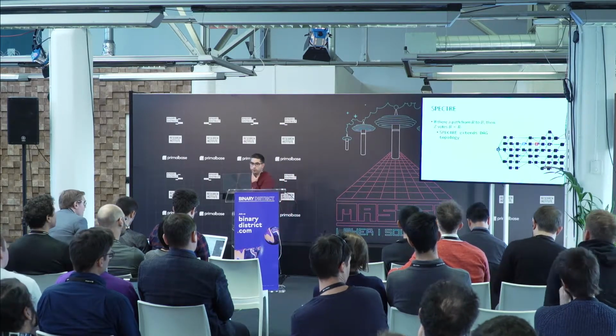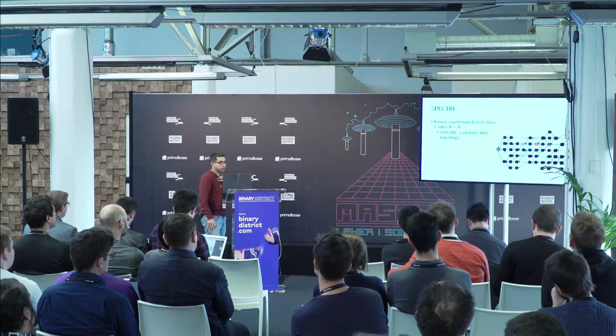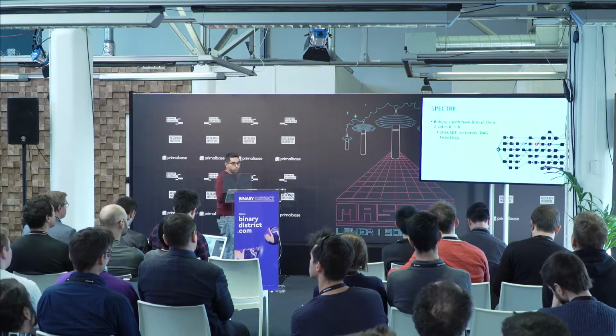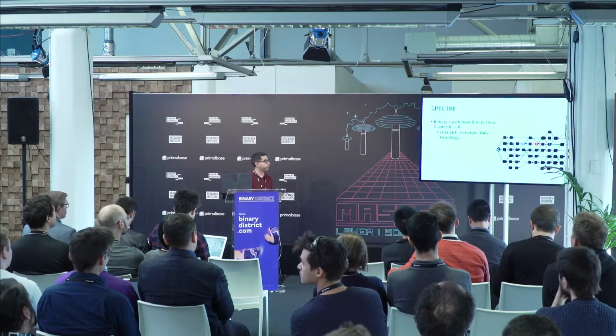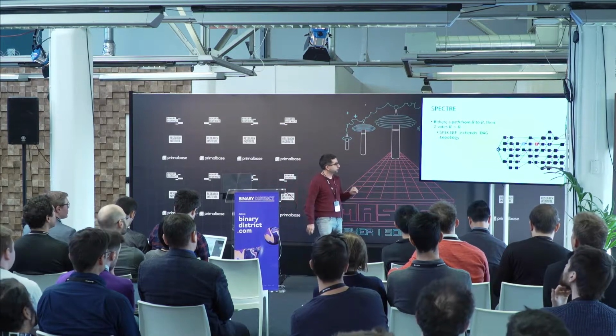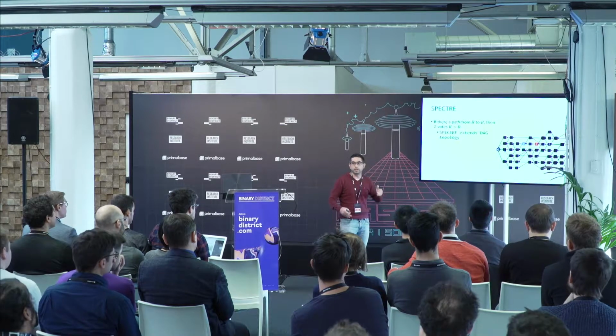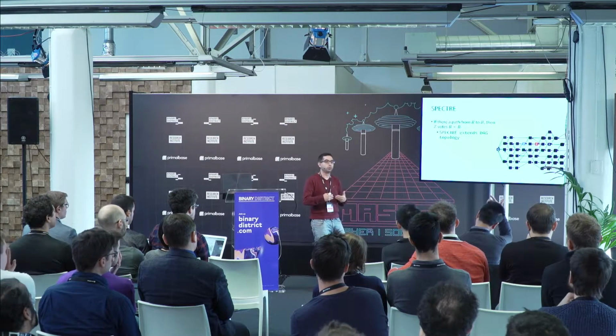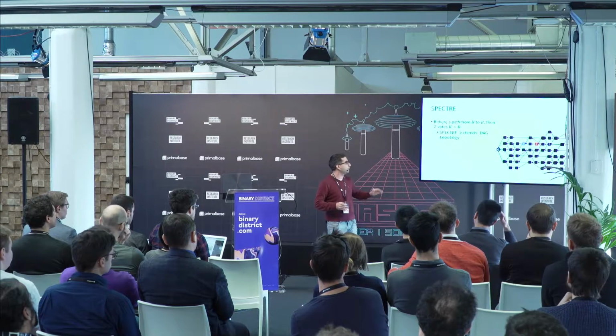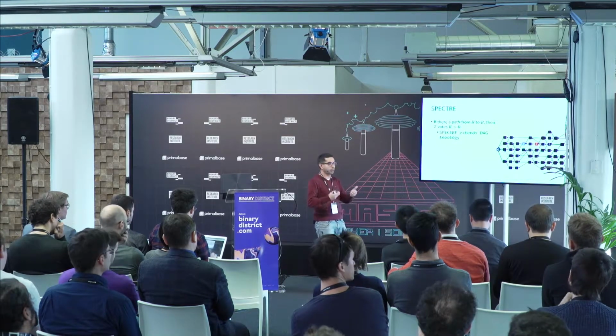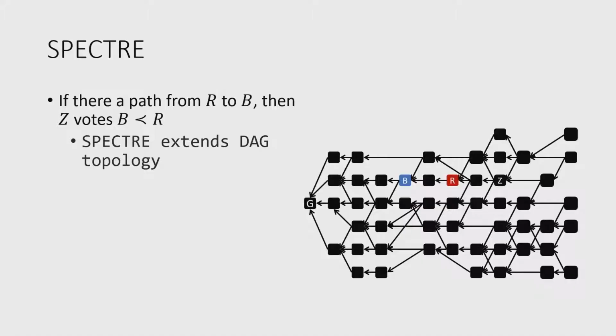So we have a few rules of thumb in Spectre. First of all, we want to keep topological order. So if we have block Z that sees there is a path in the DAG from block R to block B, and we ask block Z which block it believes came first, it says, I believe that block B came before block R, because in the DAG we see this is the first block, this is the genesis, and time goes to the right. So we want to keep the topological order.